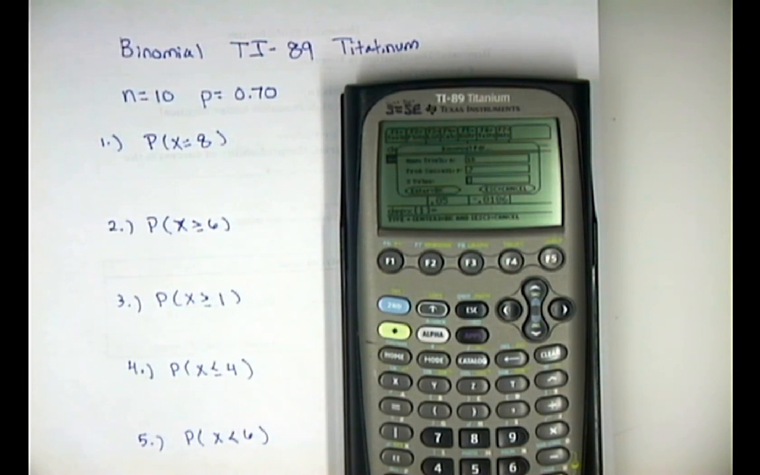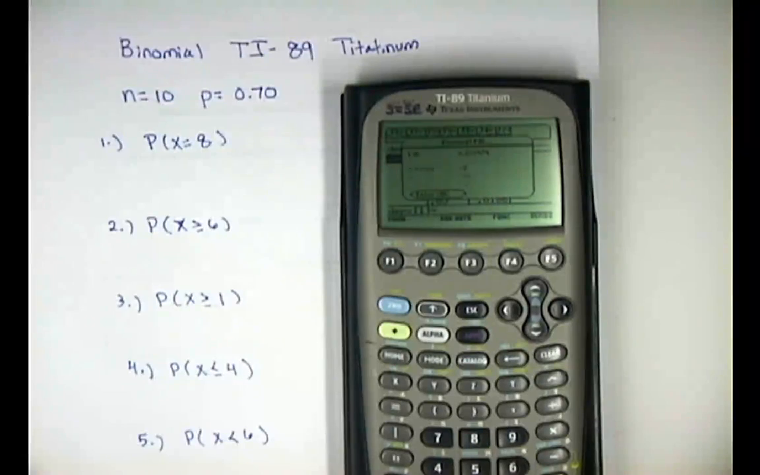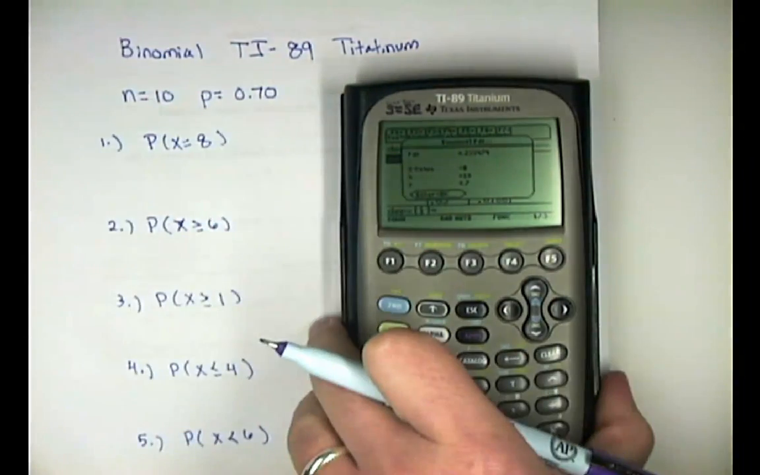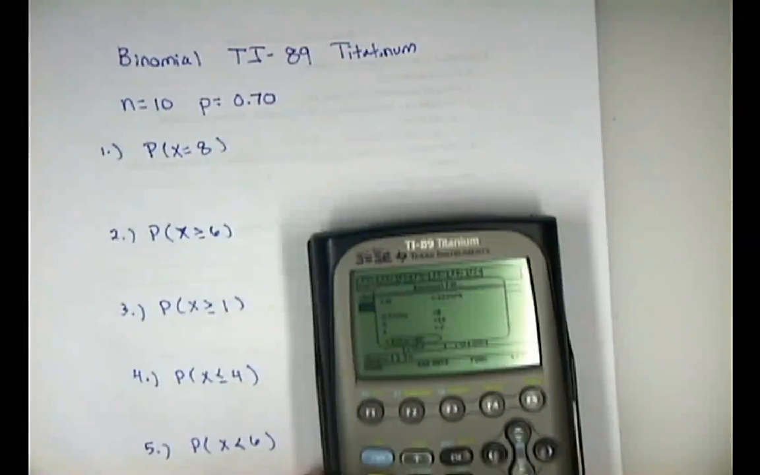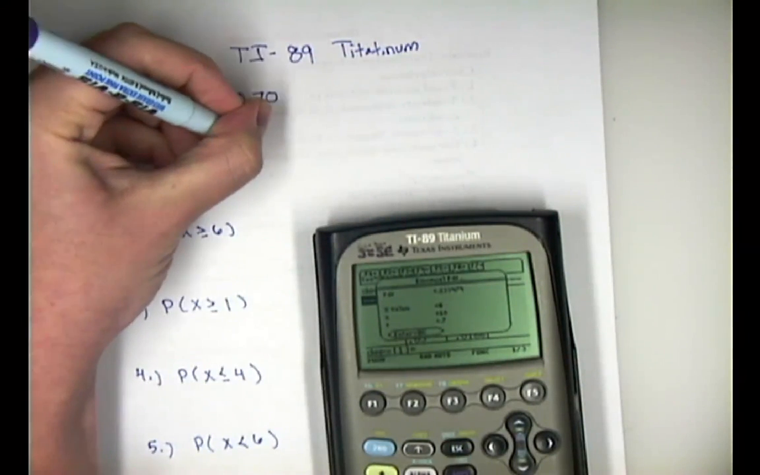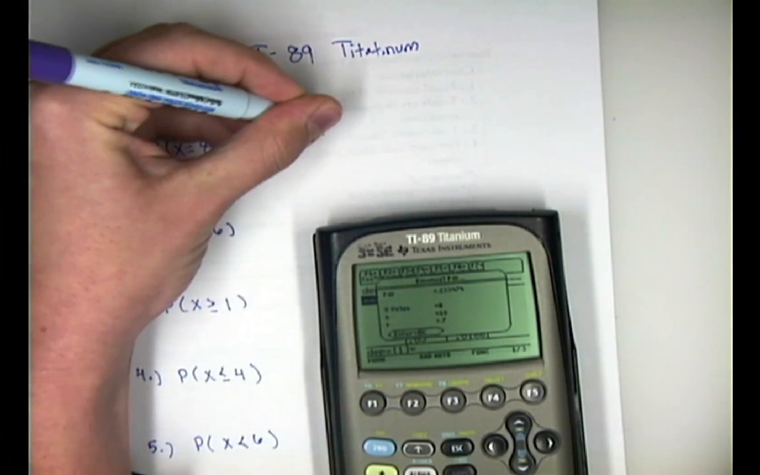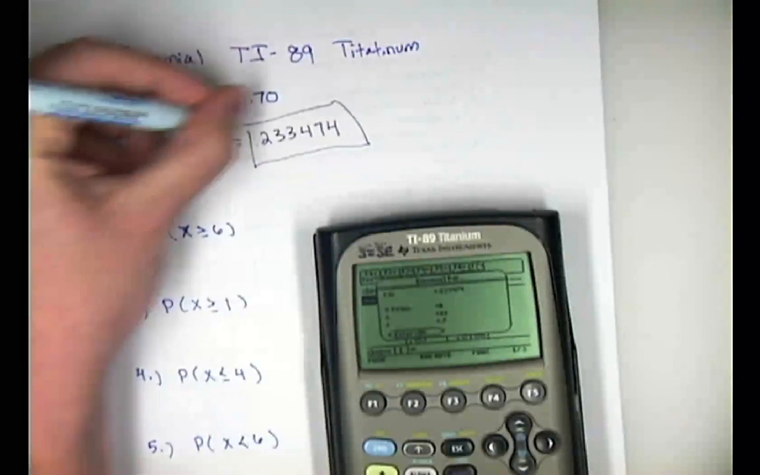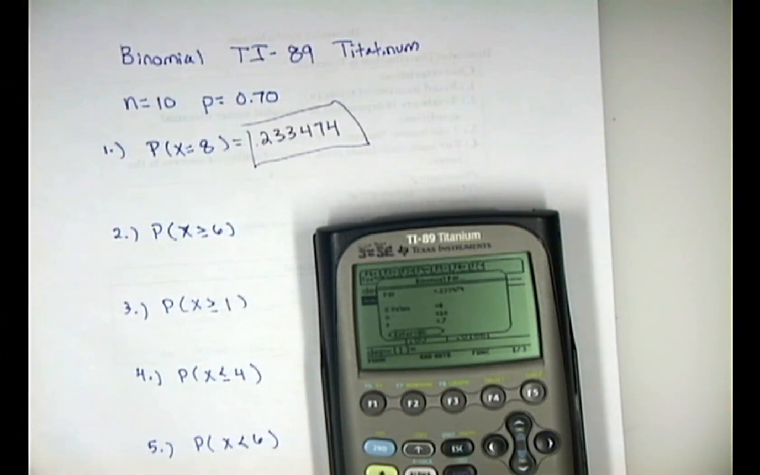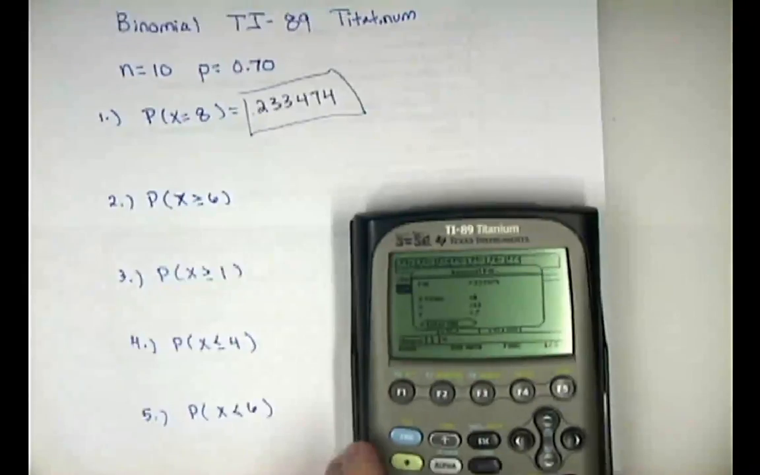And you might have to hit enter again. And it pops up something for you right here at the top. I know it's very hard to see, but it says PDF, and it equals 0.233474. Hopefully you're getting that value too. Hopefully you've got your calculator out and you're trying to do this with me. Okay, so let's do another one.